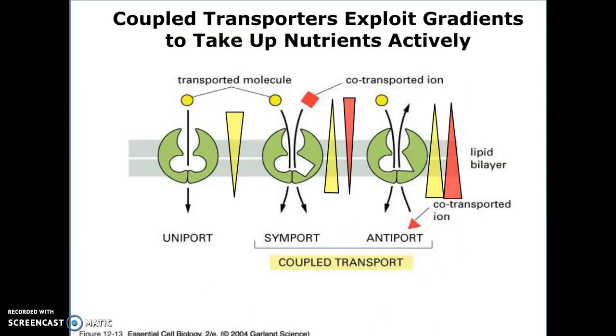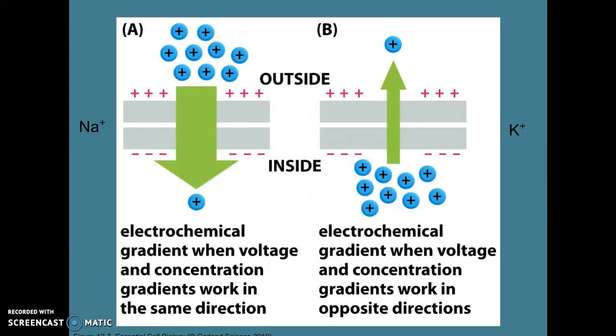So just to remind you, we had the uniporters. They were facilitated diffusion, things moving down their concentration gradient. And we had the symport and antiport. These were coupled transporters. They could be moving something down their concentration gradient, using that energy to move something up their concentration gradient, either in the same direction or in opposite directions. And we had the sodium-potassium pump that was creating sodium and potassium gradients.